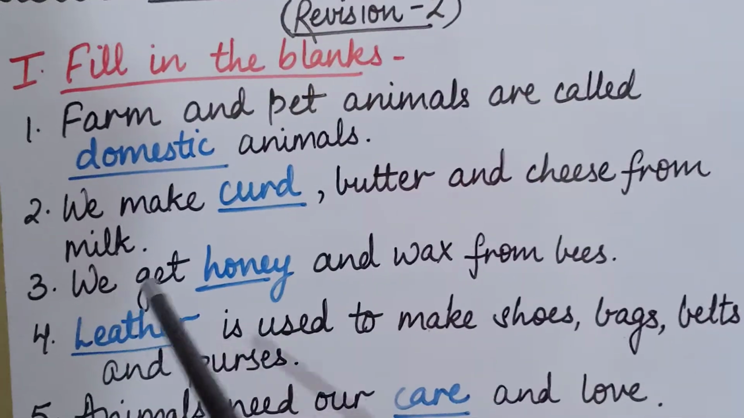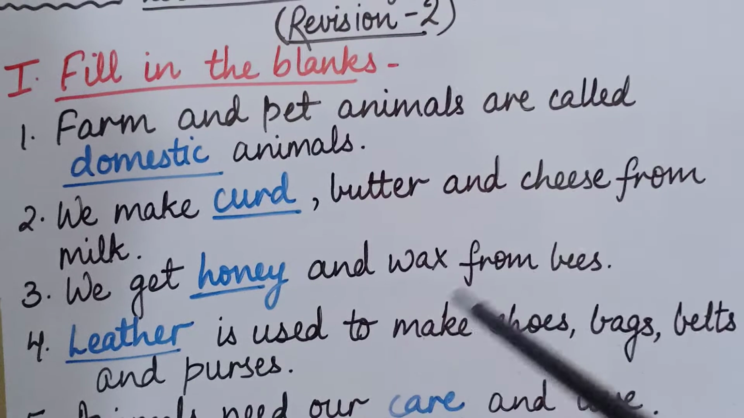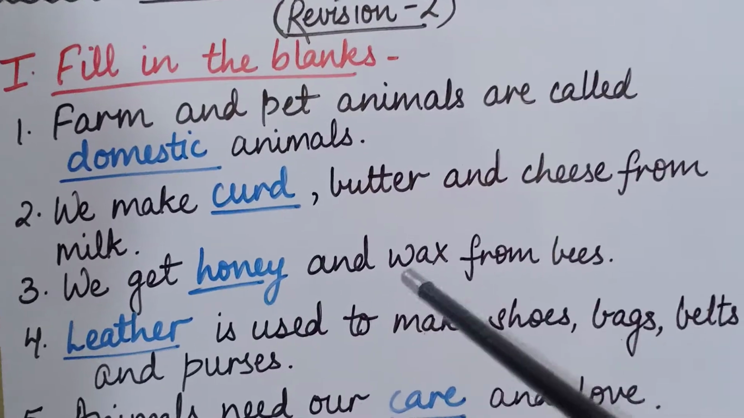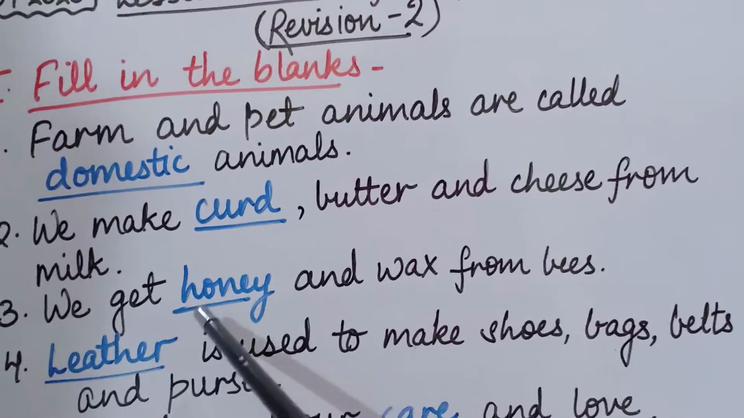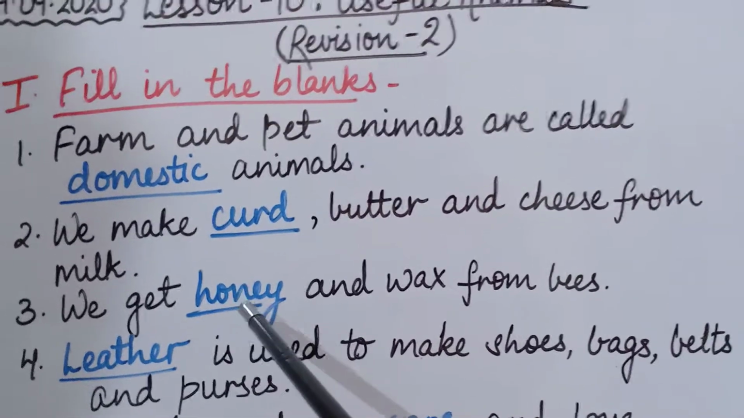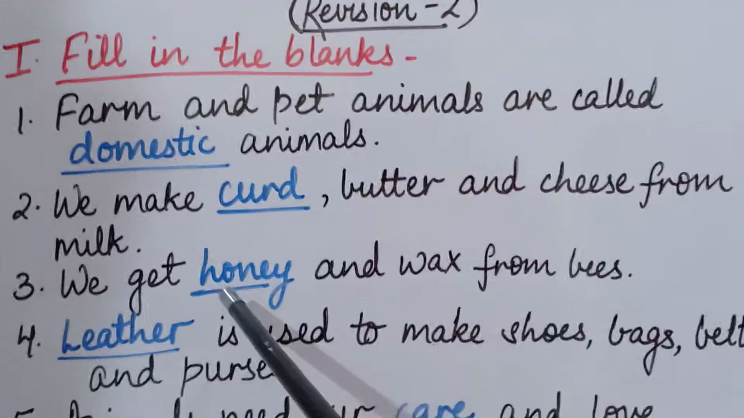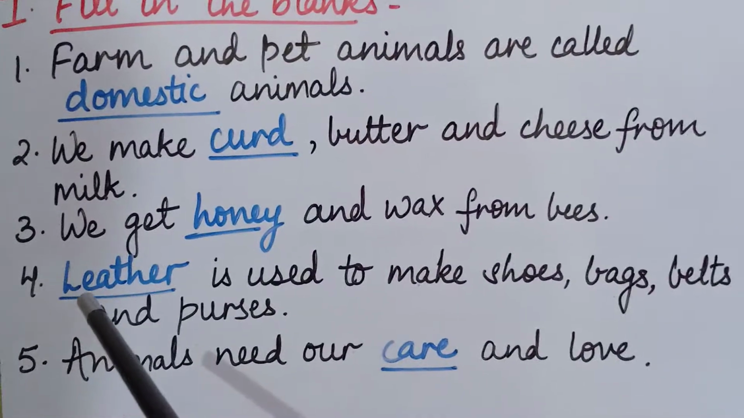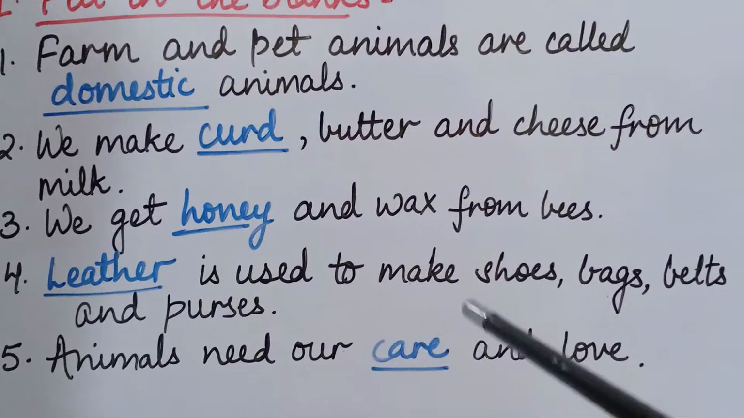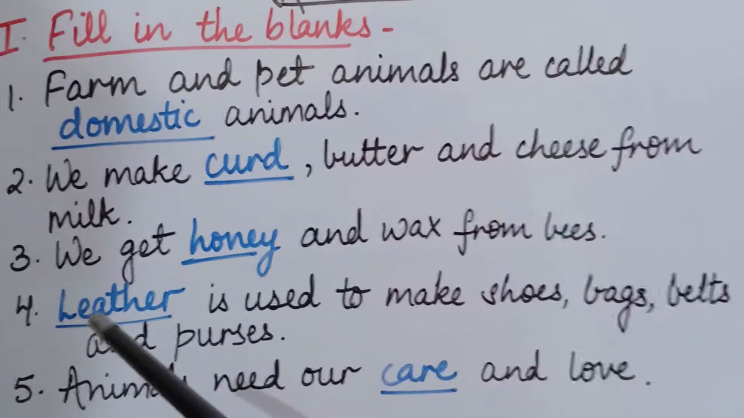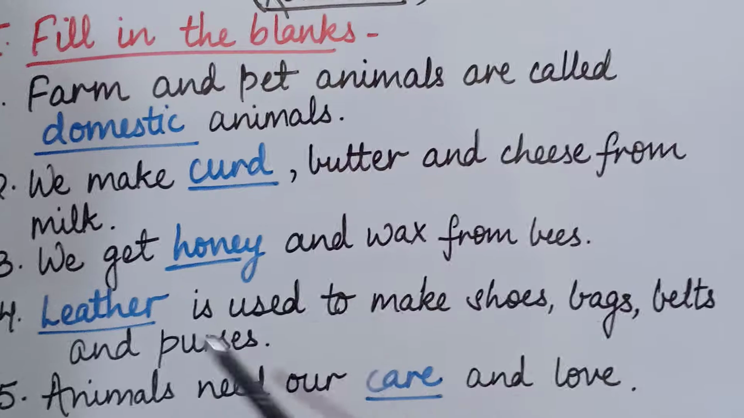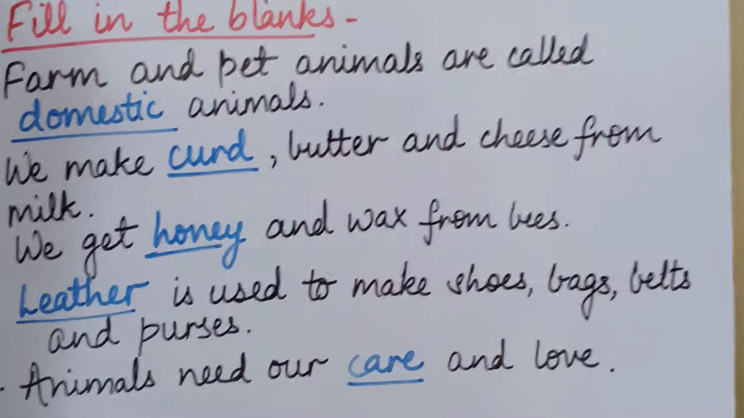Number 3 is: we get dash and wax from bees. Bees से हमें wax और क्या मिलता है? Very common thing, that is honey, HONEY, and in Hindi honey is shahad. Now the fourth fill in the blank is: leather is used to make shoes, bags, belts and purses. LEATHER, leather.